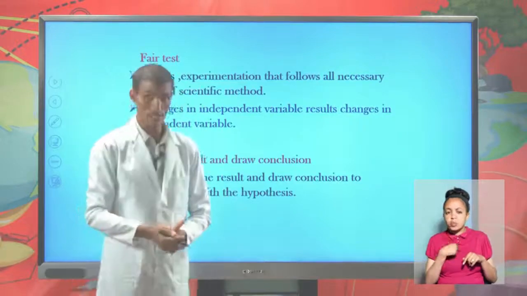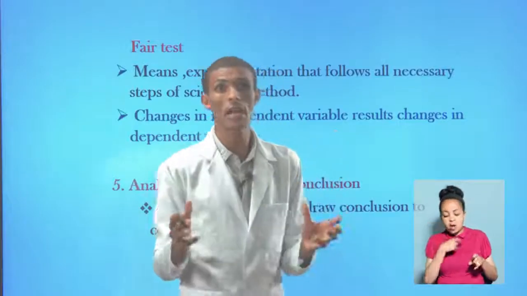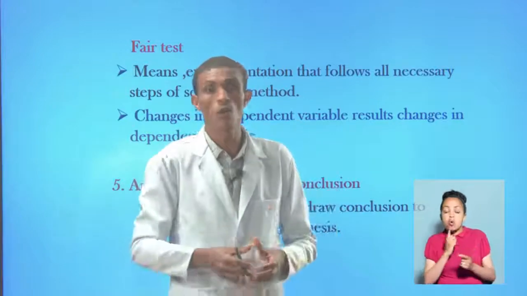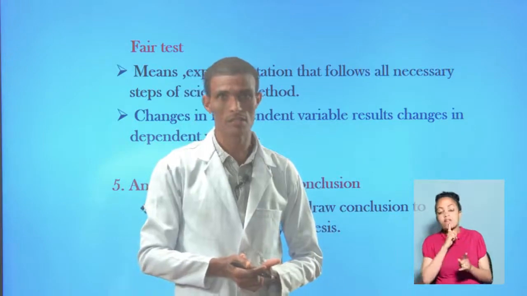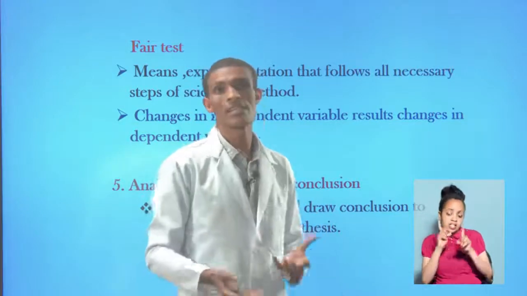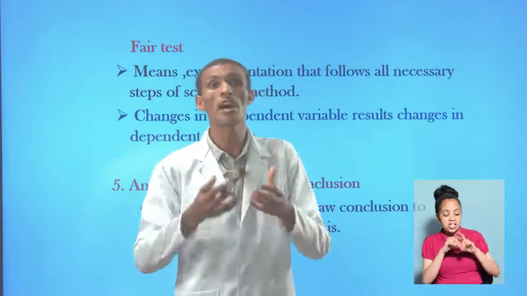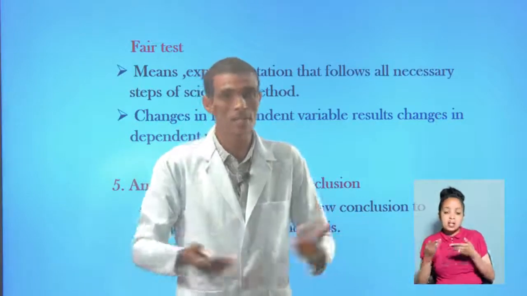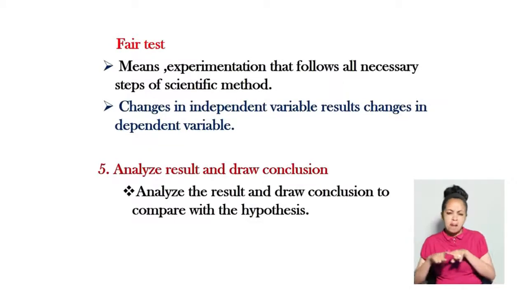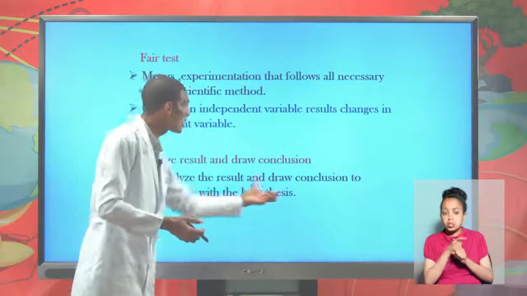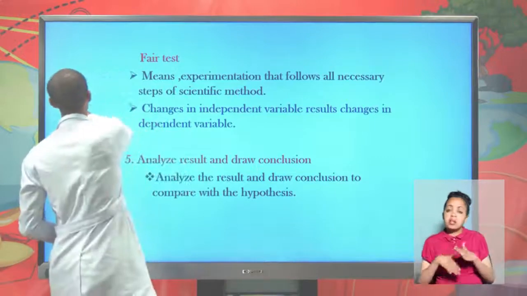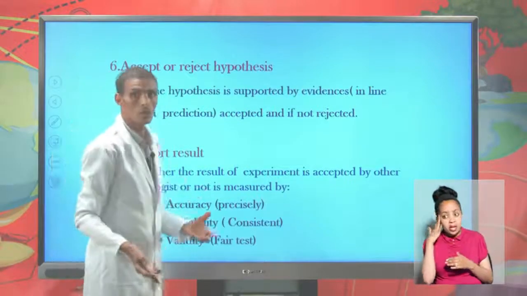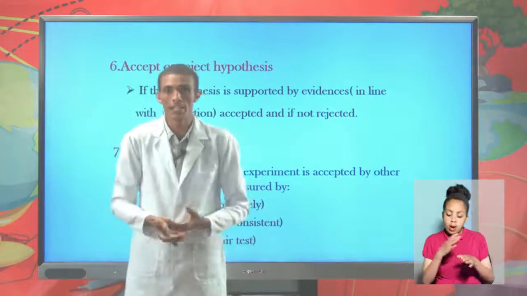To say fair test: if our experimentation can be carried out in a well-oriented manner, following all steps of the scientific method, it is said to be a fair test. A fair test can be indicated as a change in the independent variable bringing about a change in the dependent variable. Again, we can analyze our result and draw a conclusion, a conclusion that goes with our hypothesis. And then after we analyze our result, we come to accept or reject it.